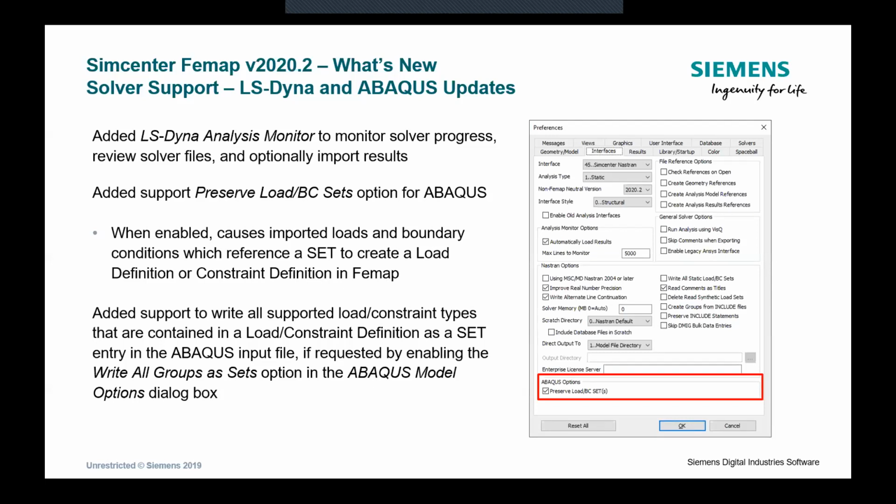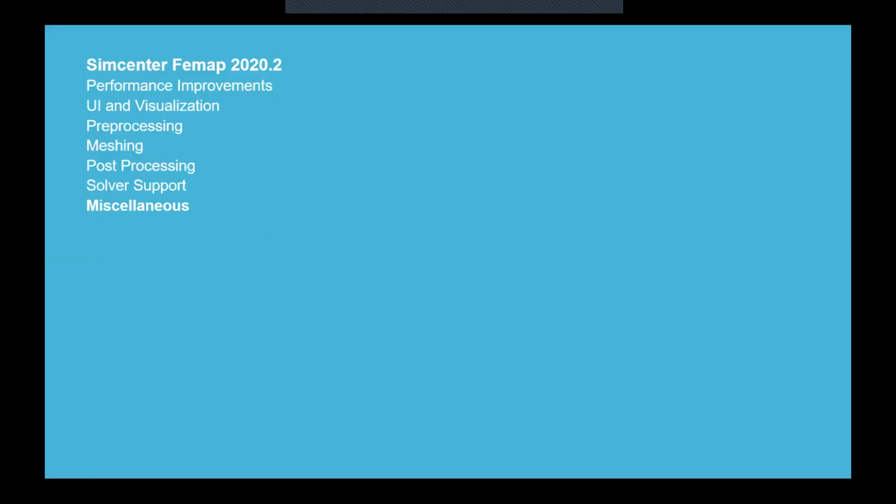For Abacus, we added support to preserve load BC sets. When this is enabled, when you're importing loads and boundary conditions which reference a set, Femap will create a load definition or a constraint definition. On the flip side, if you use the write all groups as sets option when you're exporting an Abacus model, anything that is a load definition or a constraint definition in Femap will be written out with a set command instead. It's just a nice way to have your Abacus input files arranged.